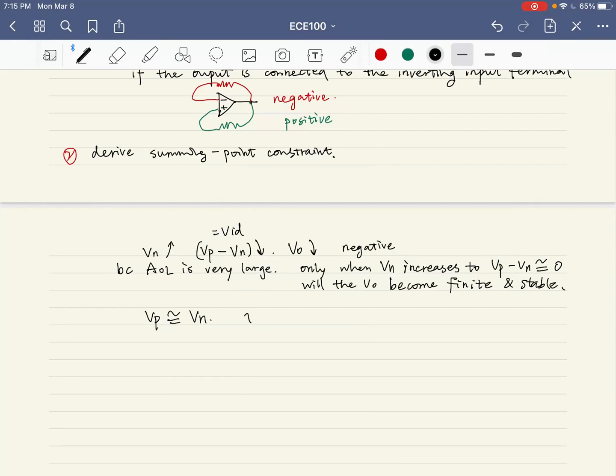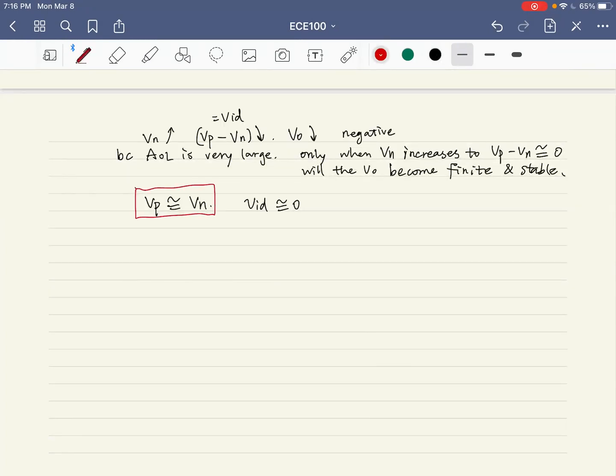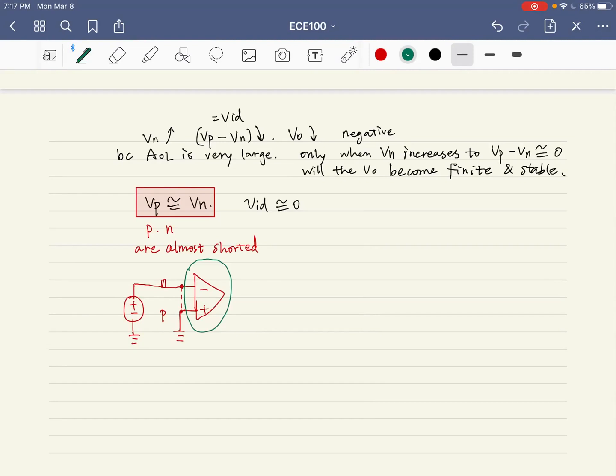It is the same to say that Vid approximates to 0, because the voltages are approximately the same. We can say that the P and N are almost shorted, right? Because they are almost shorted, we use a dashed line to represent the almost short relationship. The things in the green circle will almost be shorted. That is to say, the IN and IP here are almost 0. Does it make sense? Great.